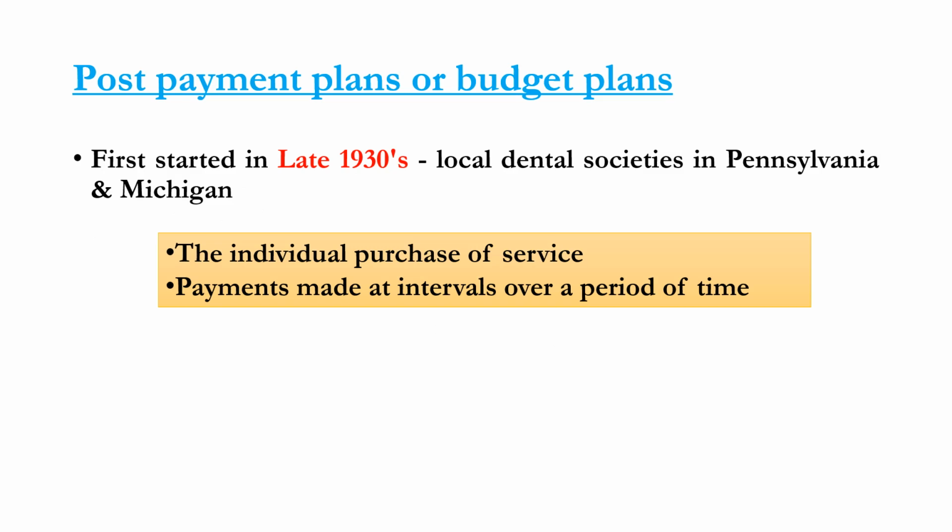Coming to the second one, that is the post-payment plans. It was first started in the late 1930s, where the local dental societies of Pennsylvania and Michigan came into existence providing these post-payment plans. Post-payment plans or budget plans are mechanisms for the individual's purchase of service where the dentists have frequently arranged to allow the payment for the dental care to be made in intervals over a period of time. Under these budget plans, the patient borrows money from the bank or a finance company to pay the dentist's fee.